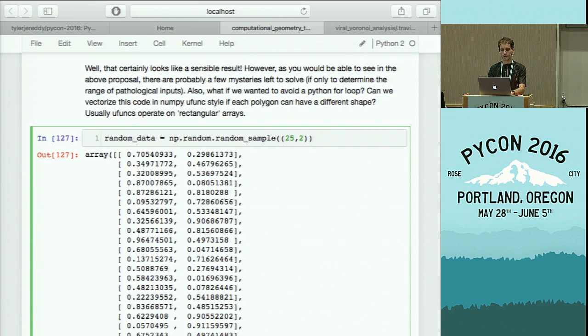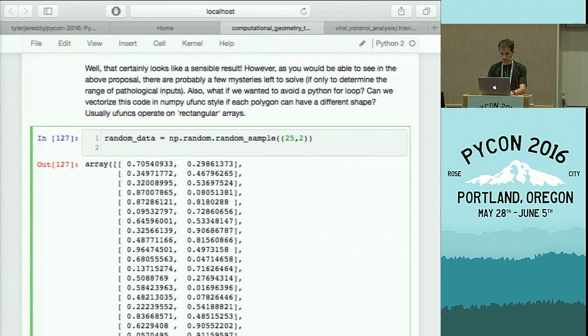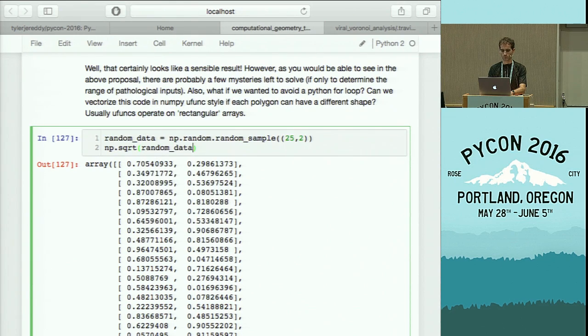And then we'll use a NumPy universal function, maybe, whoops, what did I do there? We'll say, take the square root of all the data. So numpy.sqrt of the random data. So that works just fine, and it works really quickly. It's vectorized code.